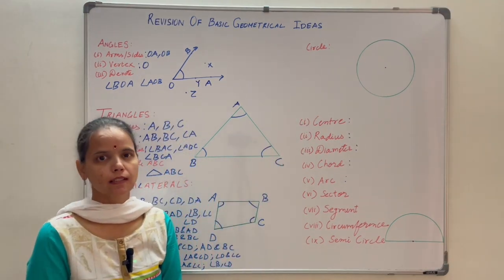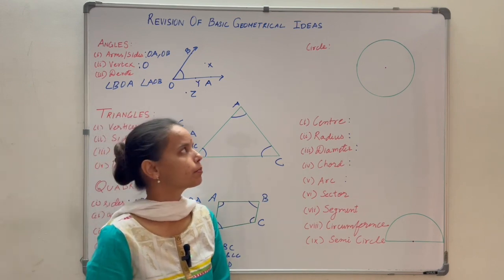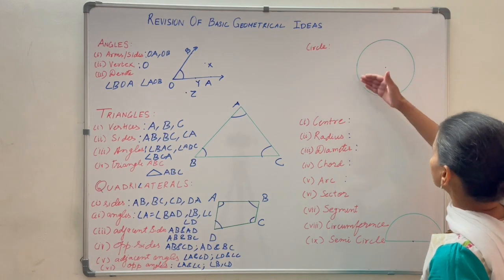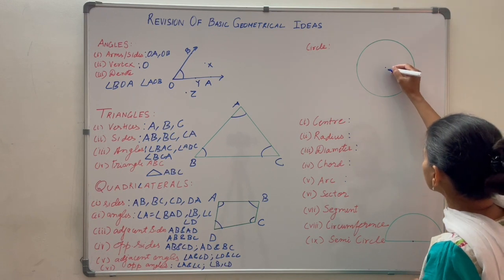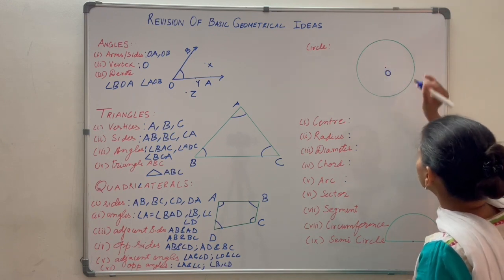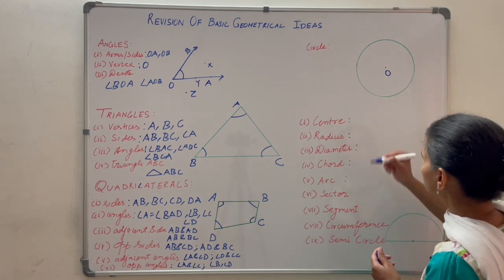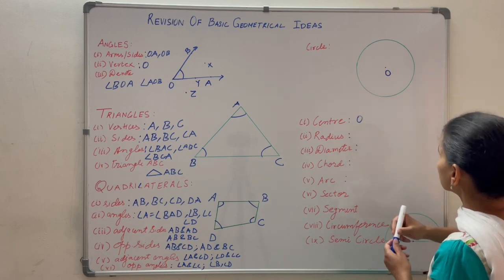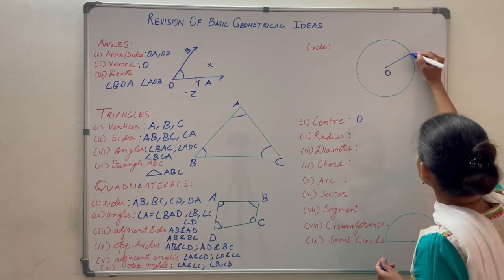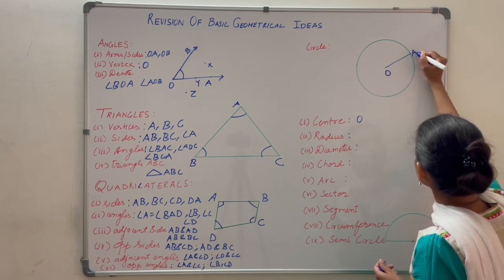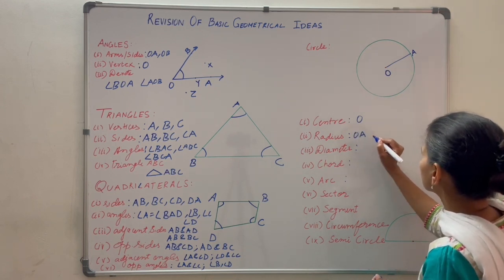Circle. Circle is a simple closed curve. It is not a polygon. It has got some interesting properties. Every point on the circle is equidistant from the center of the circle. This is the center of the circle. It's a point, so it can be marked with a letter. I have marked it with O. So the center of this circle is O. Radius is a line segment that connects the center of the circle to any point on the circle. Let us name this point as A. So OA is the radius of the circle.